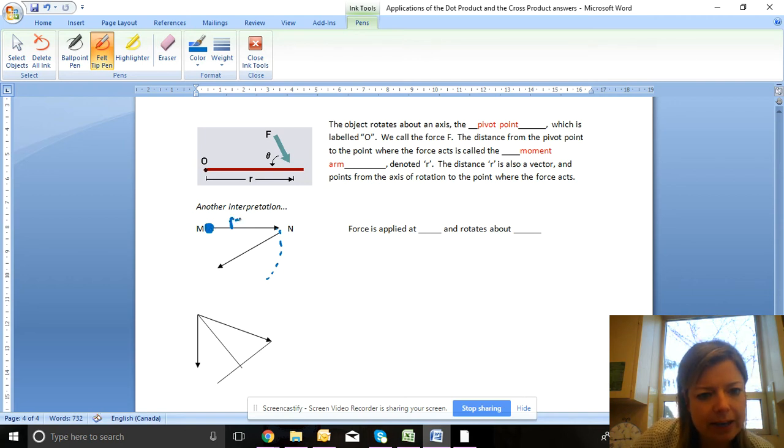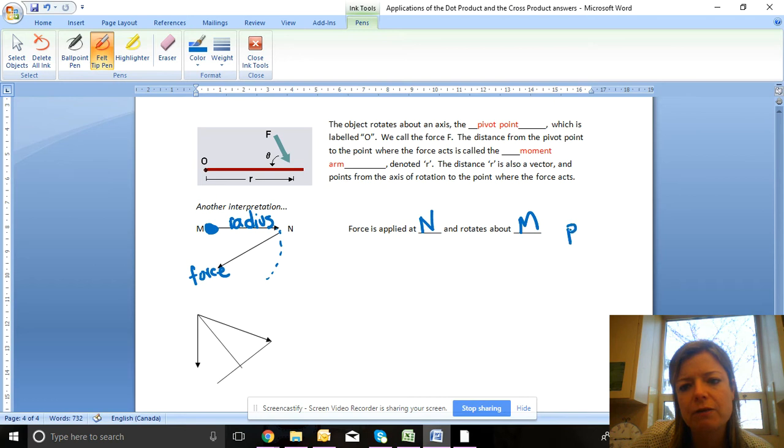So here's the radius, and this is the force. So M is applied at N and rotates about M. So you can imagine there is the rotating point. Okay, so you might want to go ahead and go to page 413 and actually read this description. It might be better than trying to take in a verbal description of this because it is quite complicated.